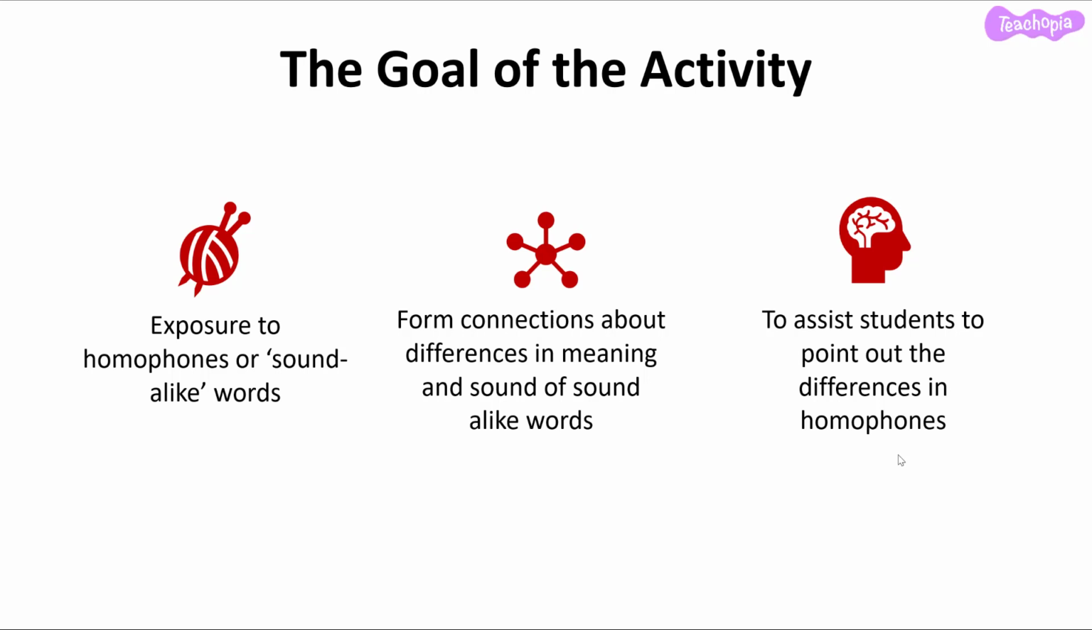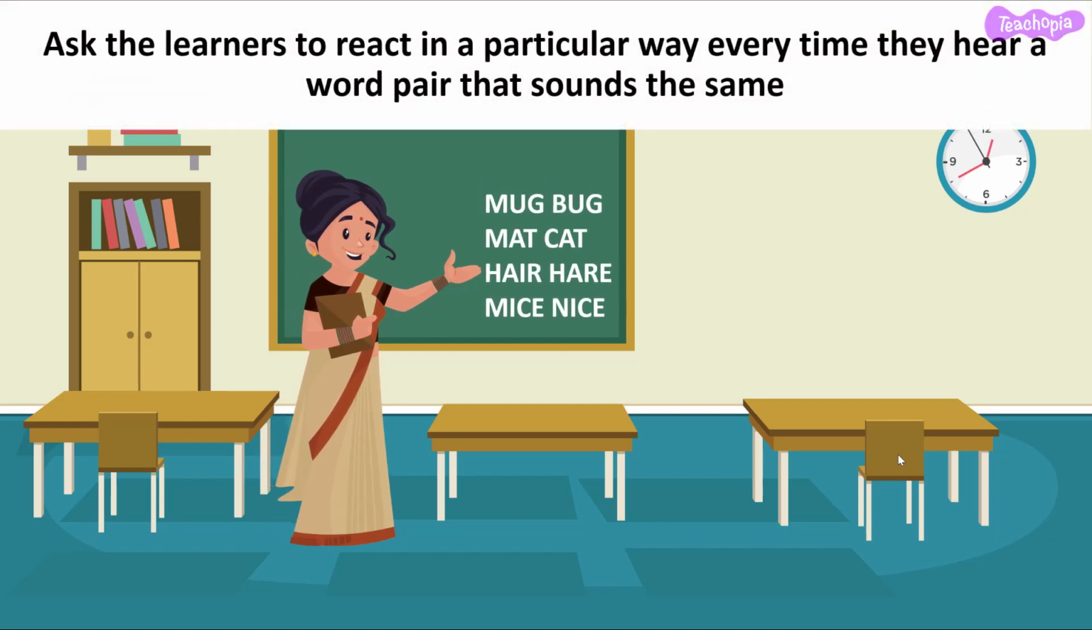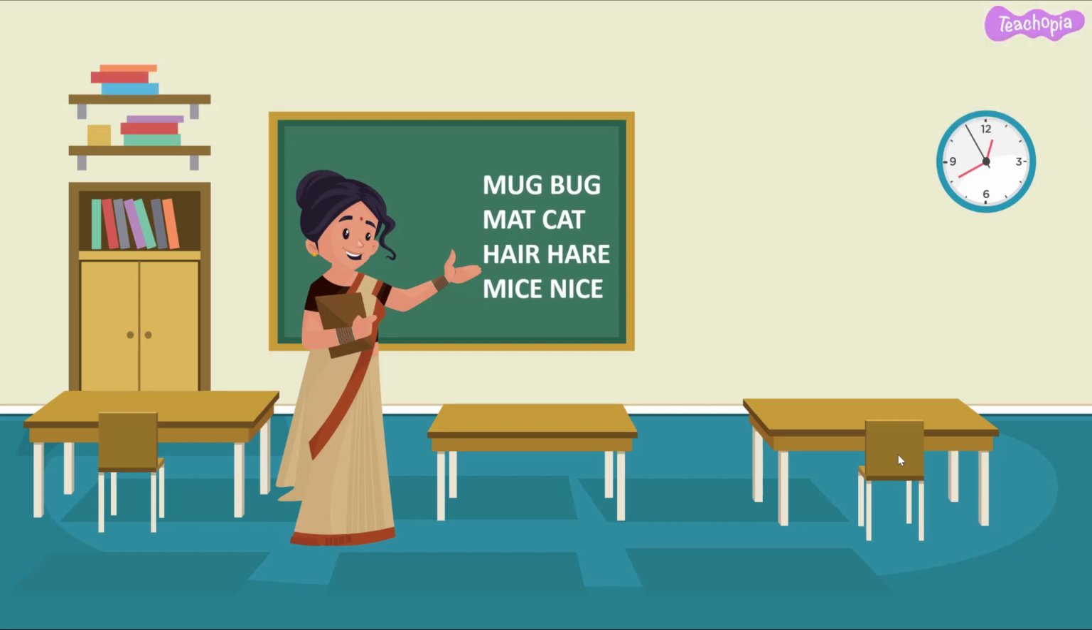First, write pairs of words on the board. You can use rhyming words to help children differentiate between words that rhyme and words that sound alike. Tell the learners you are going to read out a set of words, but whenever they hear two words that sound the same, they need to react in a particular way. For example, they can clap. Children, clap every time you hear words that sound alike.